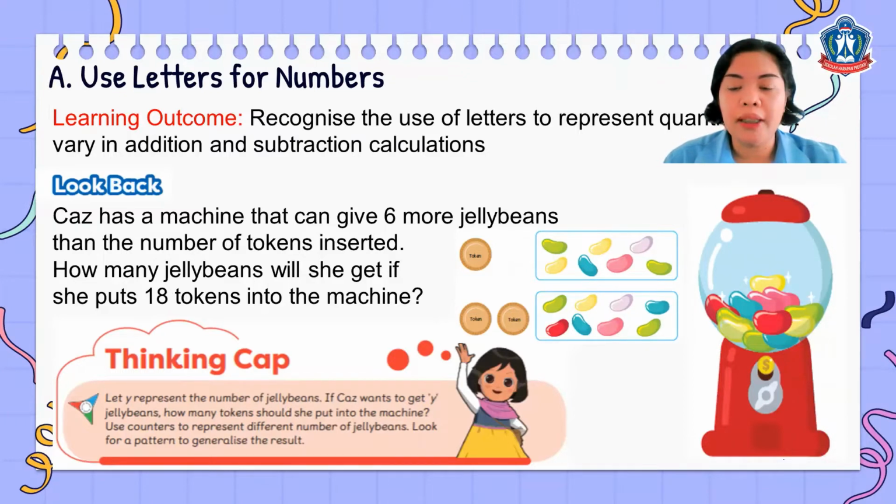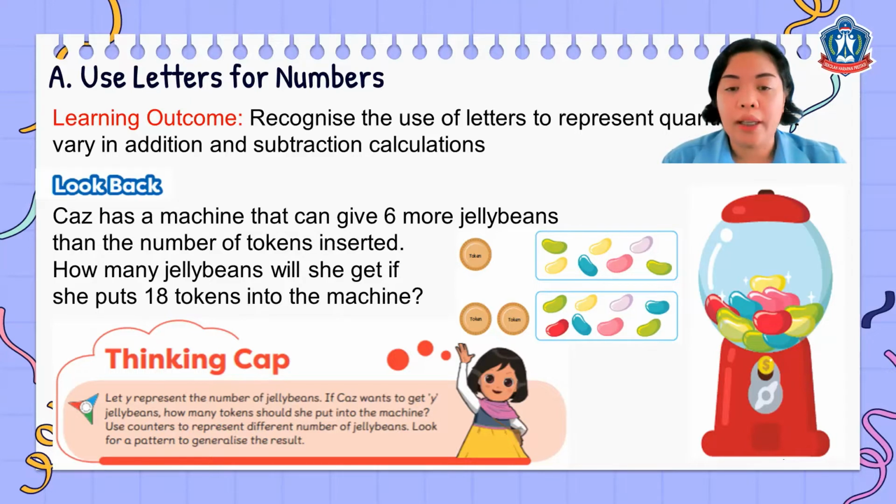I have here a machine. Kaz has a machine that can give 6 more jelly beans than the number of tokens inserted. How many jelly beans will she get if she puts 18 tokens into the machine? Take a look, children. The machine will give six more jelly beans than the number of tokens inserted.